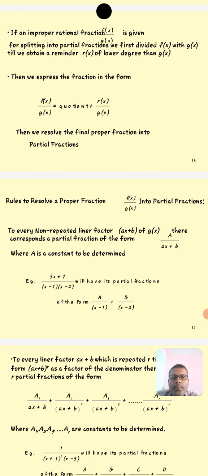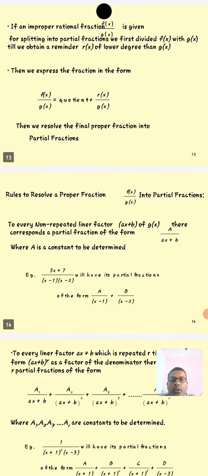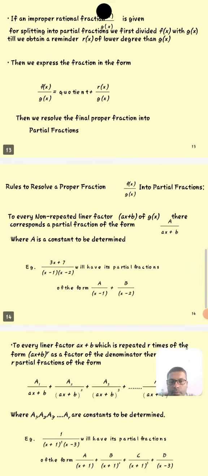We see the example. 3x plus 7 divided by x minus 1 into x minus 2 will have its partial fraction of the form A by x minus 1 plus B by x minus 2. You observe the denominator part. How many factors are there? 2 factors are there. Those are non-repeated linear factors. So how to write in partial fraction format? A by x minus 1 plus B by x minus 2.